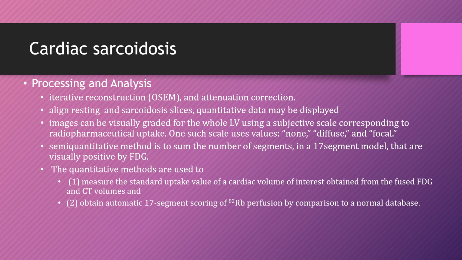Images can be visually graded for the whole left ventricle using a subjective scale corresponding to radiopharmaceutical uptake, and it uses a scale such as none, diffuse, or focal uptake. And then a semi-quantitative method is to sum the number of segments in a 17-segment model that are visually positive for FDG. And quantitative methods are used to measure the standard uptake value of the cardiac volume of interest obtained from the fused FDG CT images and to obtain the automatic 17-segment scoring of the rubidium perfusion by comparison to a normal database.